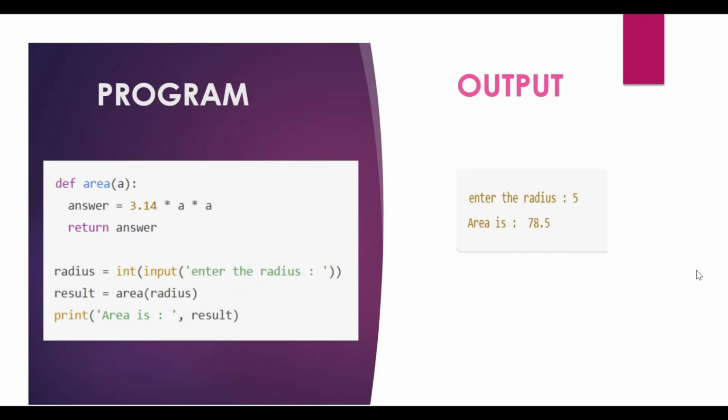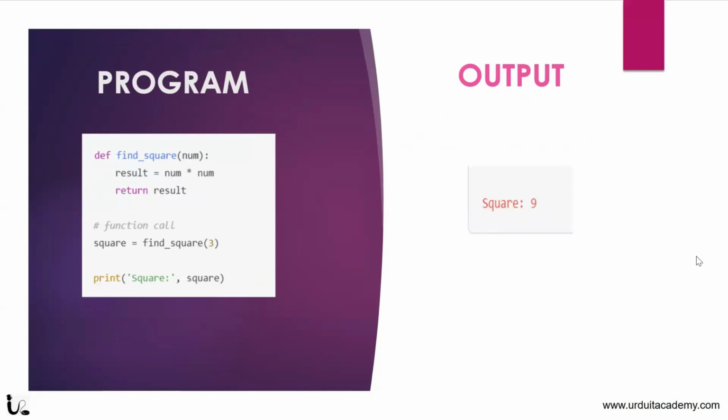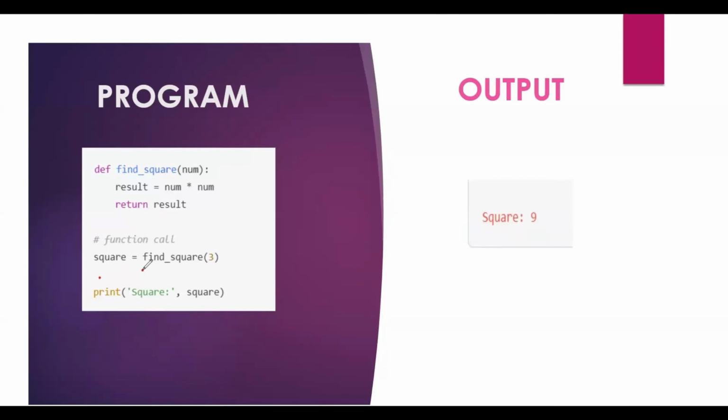Now the next question is to find the square of a number. Same thing here. What I'm going to do is directly write square equal to find square of 3. Find square is a function, and I'm directly passing the value 3. So it will go here. Now the num will be 3. Result is 3 into 3, which is 9. So we are returning the value 9. 9 will be returned here, which will be stored inside the variable square. After that, we are printing square 9.